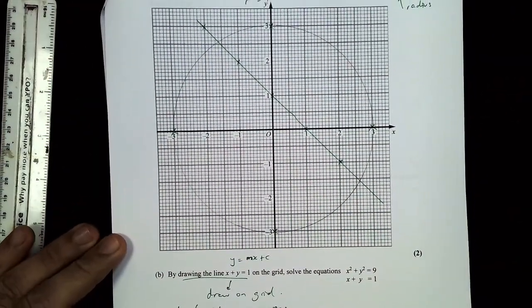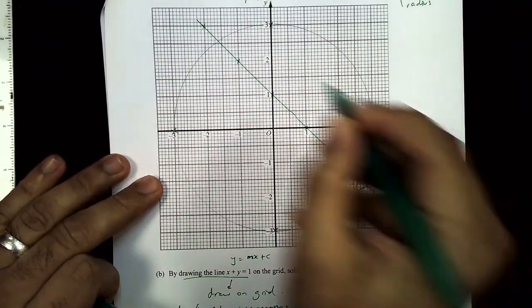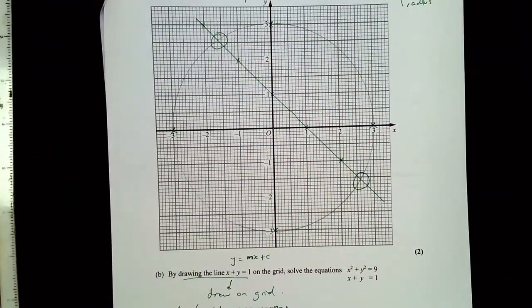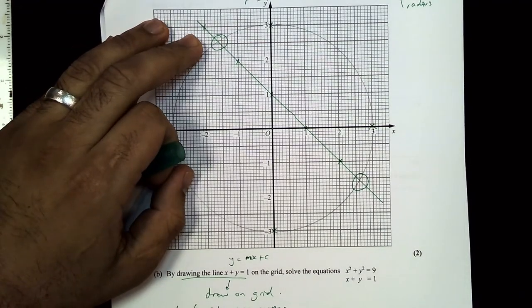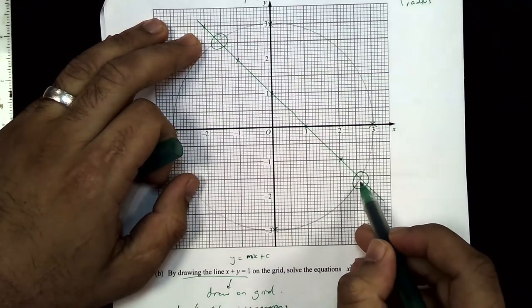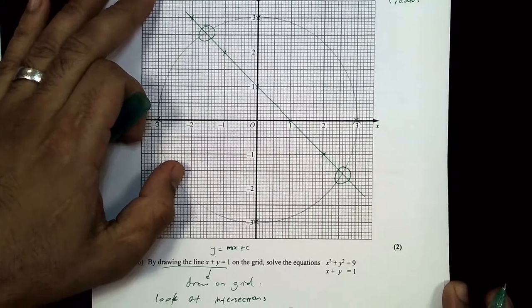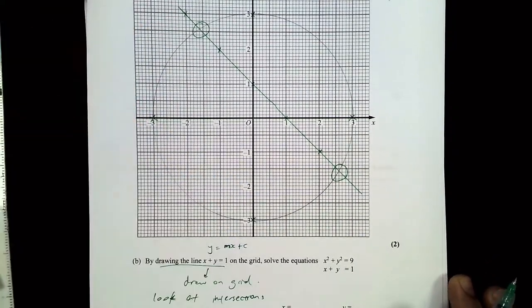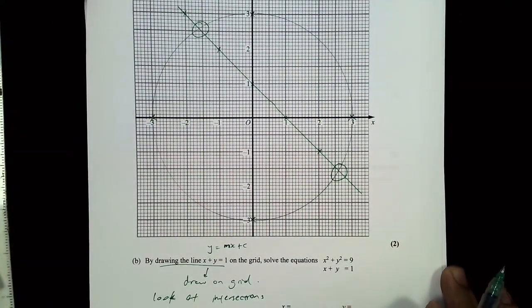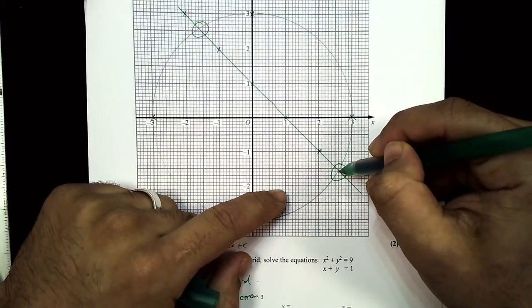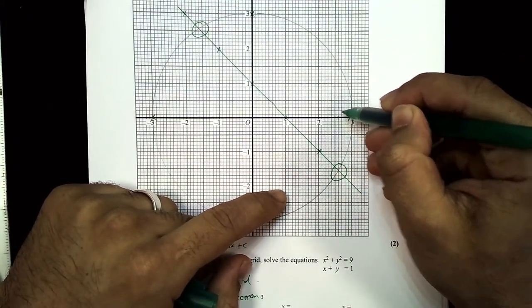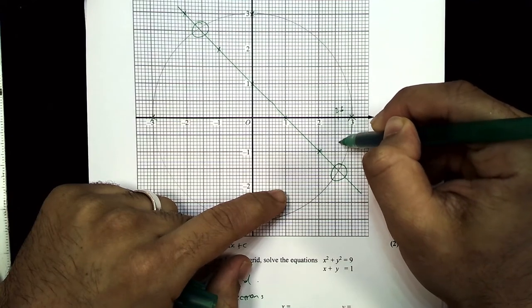Now just look at the two intersections. There are two places they cross, 1, 2. And they want you to estimate or solve those equations, so basically tell me where they cross over. I'll look at this one first. Unfortunately, I can't zoom in with this visualizer software, so you just have to bear with me while we look at this carefully. That looks like 2.6 to me, 2.6 there.